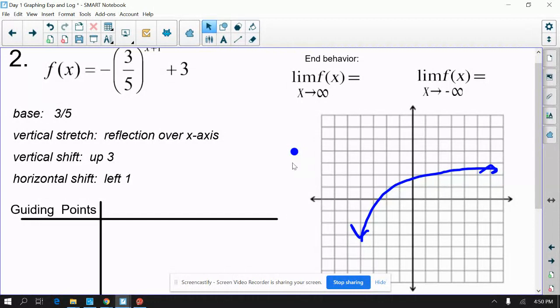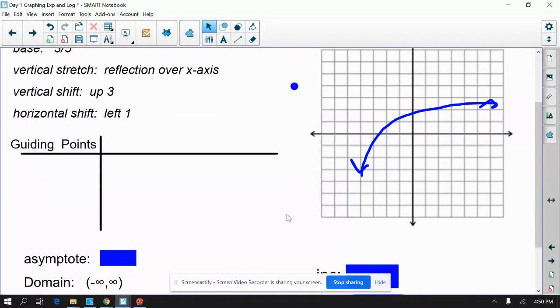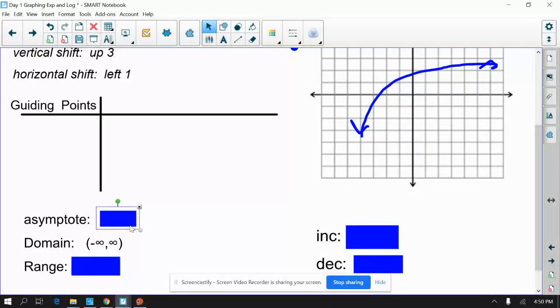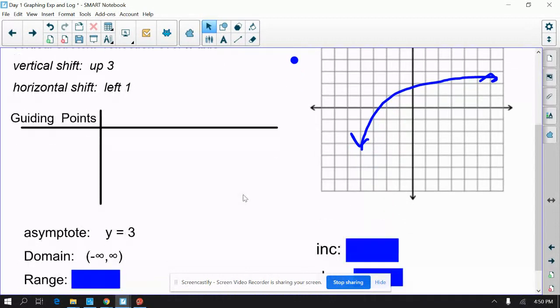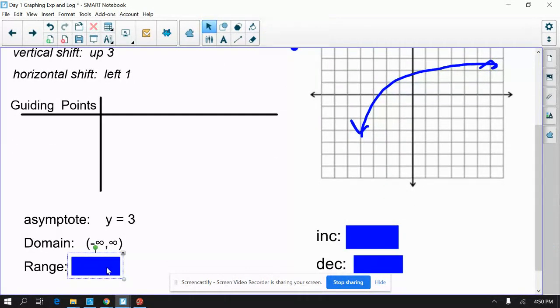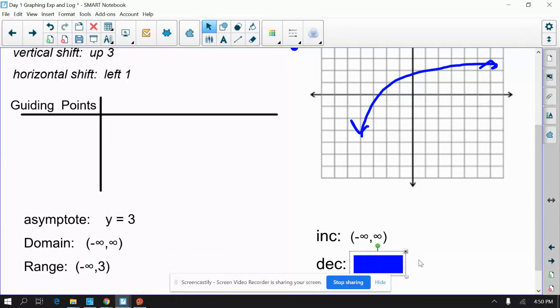But the horizontal asymptote will be y equals 3. Remember, it defaults to y equals 0, but since we went up 3, now it's y equals 3. And then the negative in front flips it upside down. So that means asymptote y equals 3. The range is now from -infinity all the way up to 3. Those are all the possible y values. It's always increasing and it's never decreasing.